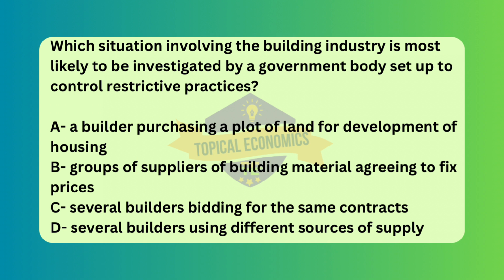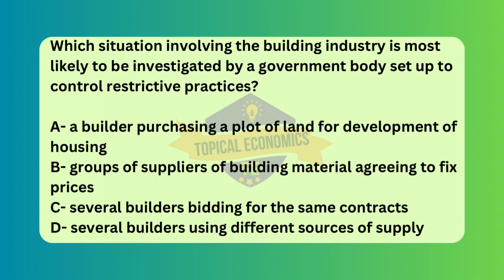Groups of suppliers of building material agreeing to fix prices involves price fixing, which is a classic example of a restrictive practice or anti-competitive behavior. In many countries, colluding to fix prices is illegal because it undermines competition and can lead to consumers paying higher prices than they would in a competitive market. The other options are less likely to involve restrictive practices.